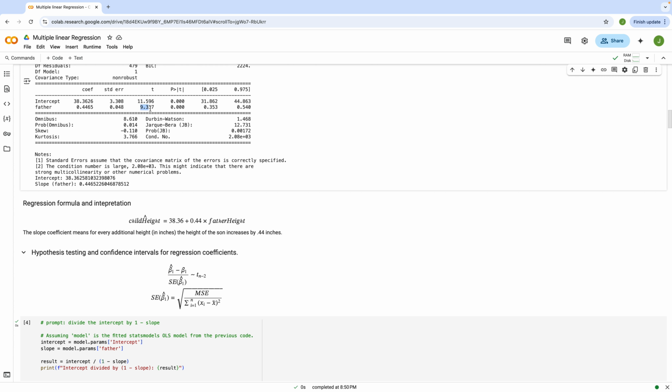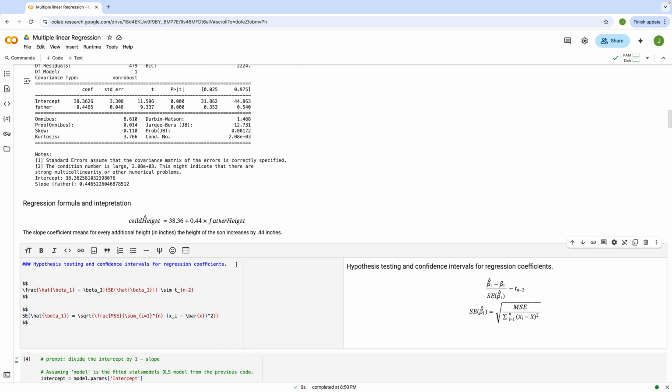So for the slope of father, we calculate that this statistic is 9.337, and we calculate this with beta 1 without the hat being set equal to 0. This value of beta 1 comes from the null hypothesis. The null hypothesis associated with this is that beta 1 is 0, and the alternative is that it's not.